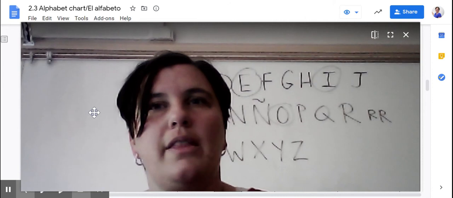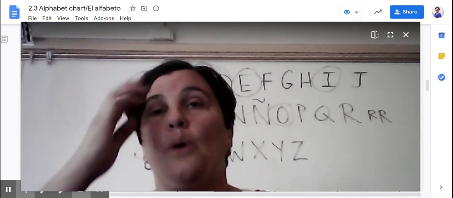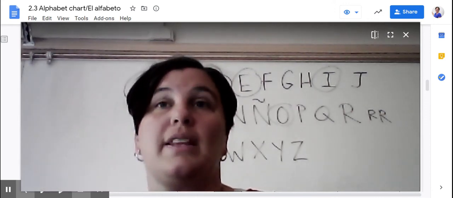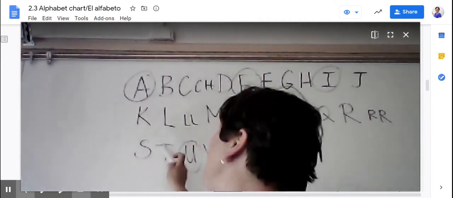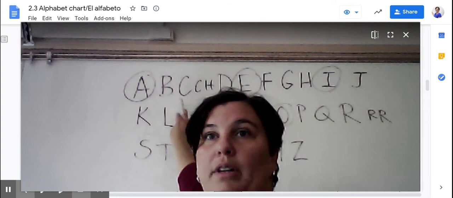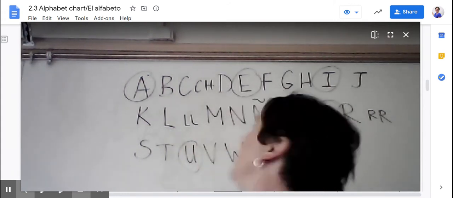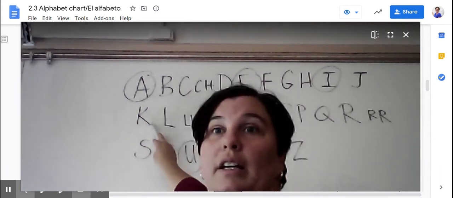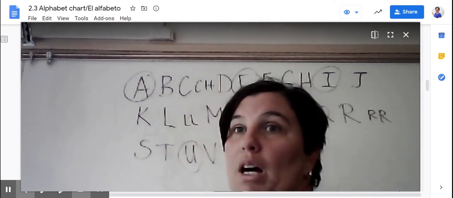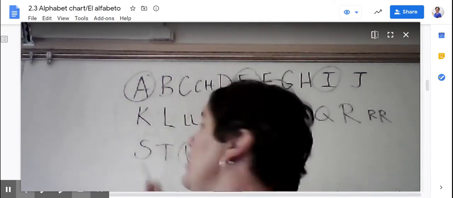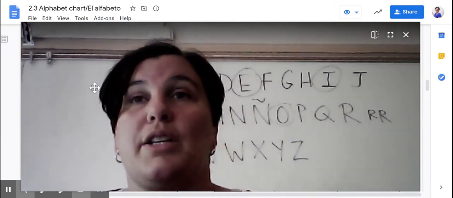Let's also talk about the other letters in the Spanish alphabet that make a different sound than in English. Almost all of the letter sounds in Spanish make the same sounds as in English. For example, the letter B says B. F says F. K says K. P, R, S, T. Almost all of them make the same letter sounds. We're going to talk about the exceptions here.